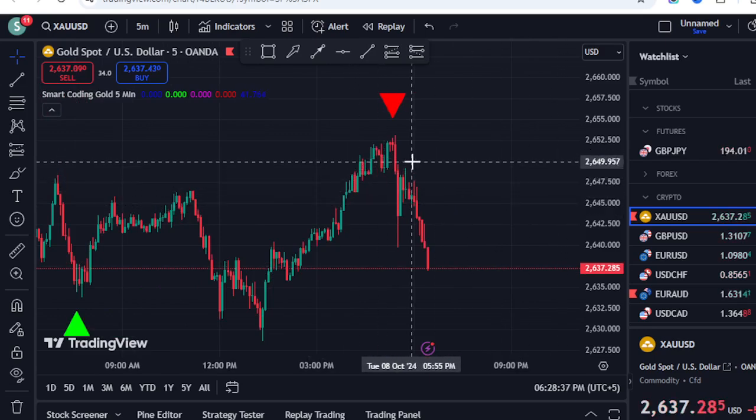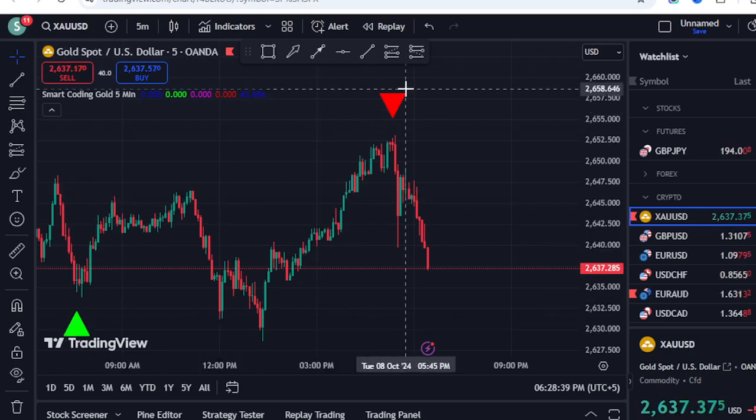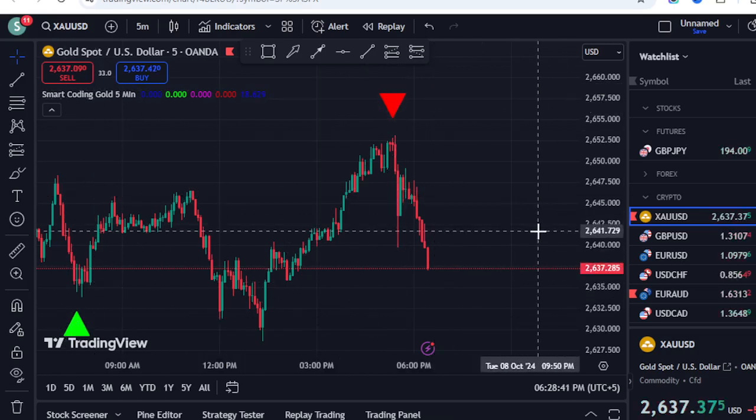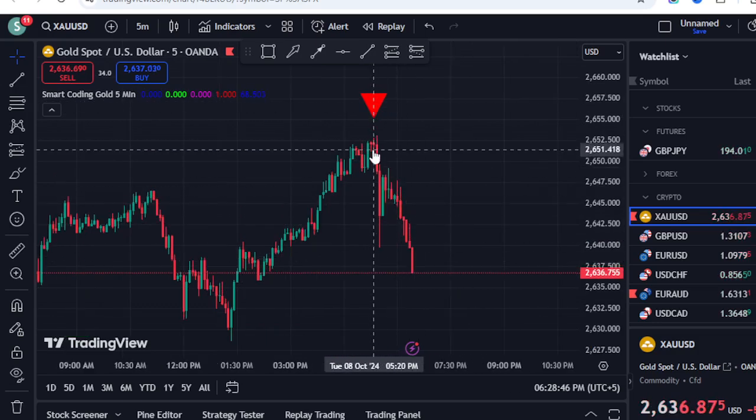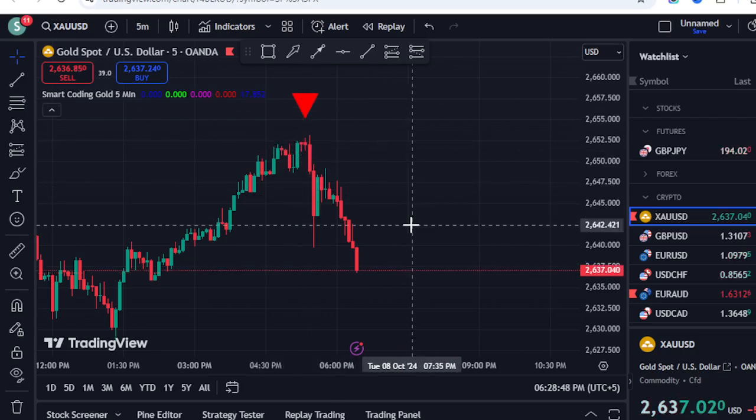Okay, so right now you can see, first of all, we have a buy signal, gold went up. We have a sell signal. Right now you can see the signal is going down and it doesn't repaint. If the candle is fixed with this signal, then it is never going to repaint.